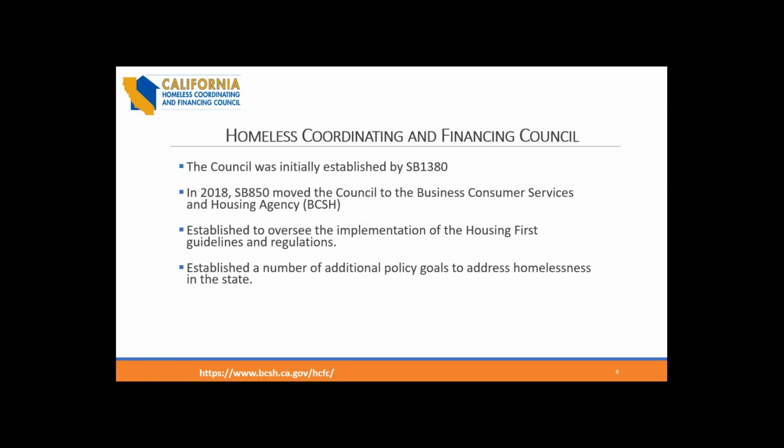It had a variety of mandates, but I'm not going to go into those in detail. Amy will follow up with some documents that provide additional detail on the council. Basically, we were established to oversee the implementation of Housing First guidelines and regulations in state departments, and additional policy goals to address homelessness in the state.